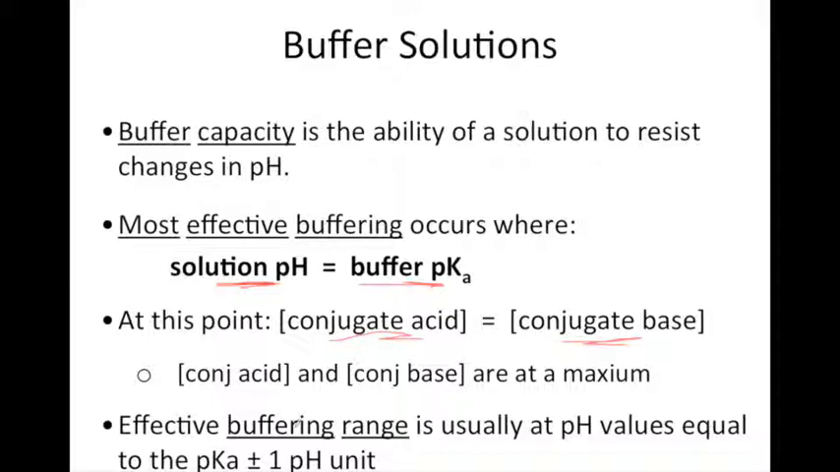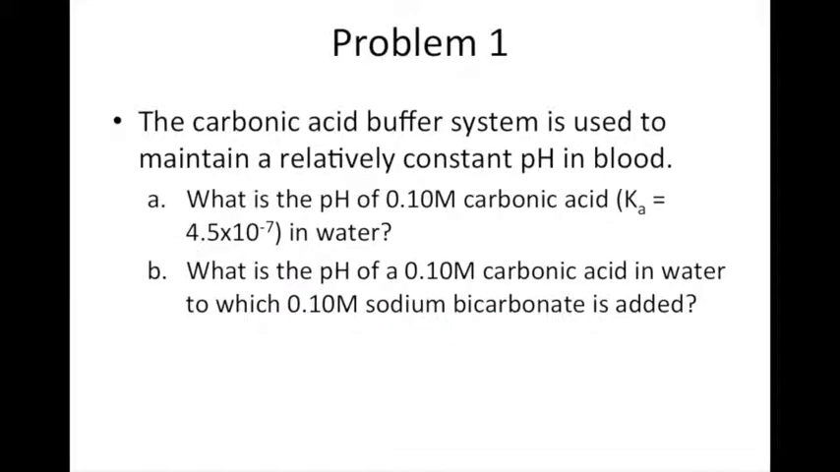So again, to sum that up, the most effective buffering range is when the pH value is equal or close to the pKa of the weak acid, generally within 1 pH unit. Let's take a look at a problem to demonstrate how buffers resist the change in pH.